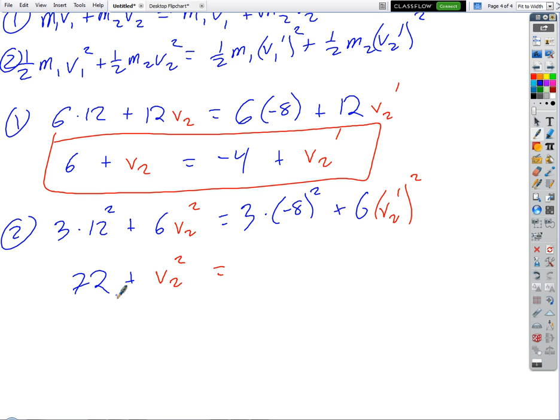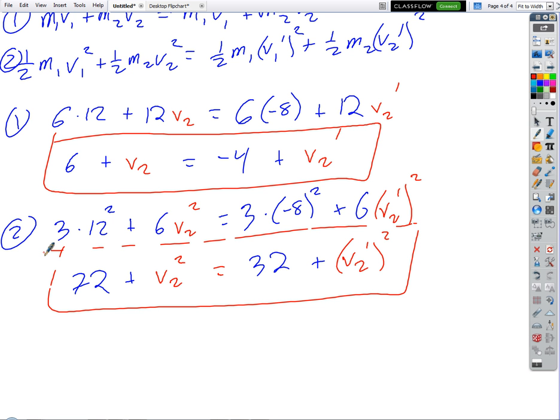Okay, equals, and then, so 64 times 3, divided by 6, so we could do 64 divided by 2 is 32. And then plus V2 prime squared. So there are my 2 equations in my system, right?